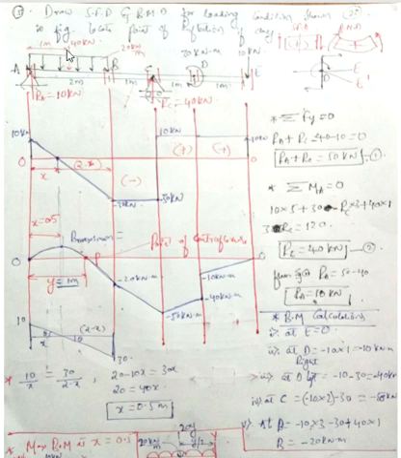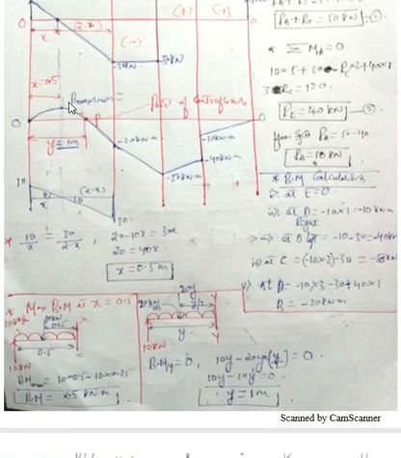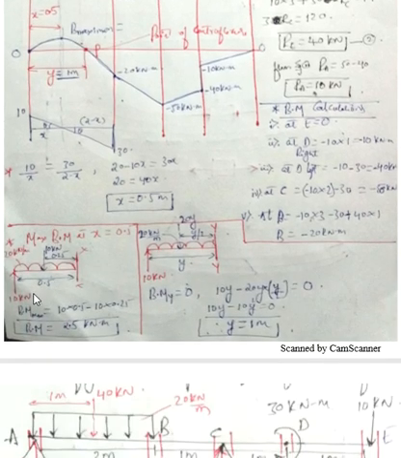Only up to a distance of 0.5. That is what I have done here. There is a reaction force of 10 kilonewton and a UDL only up to a distance of 0.5, because I've got the value of x as 0.5, and the intensity was 20 kilonewton per meter. When I convert this 20 kilonewton per meter, multiplying it with 0.5, it will become 10 kilonewton.